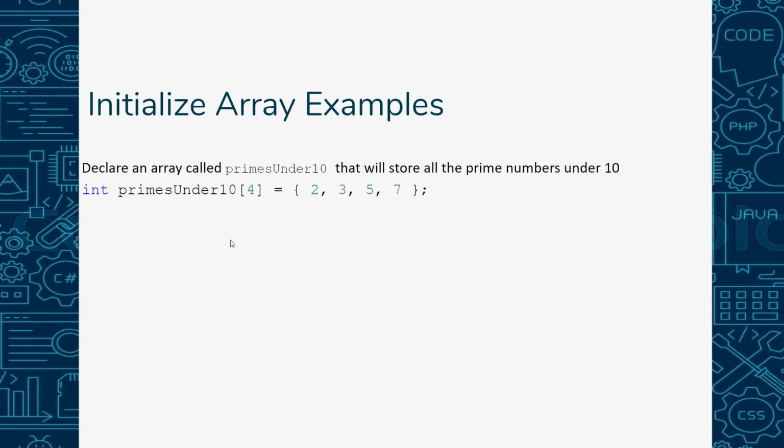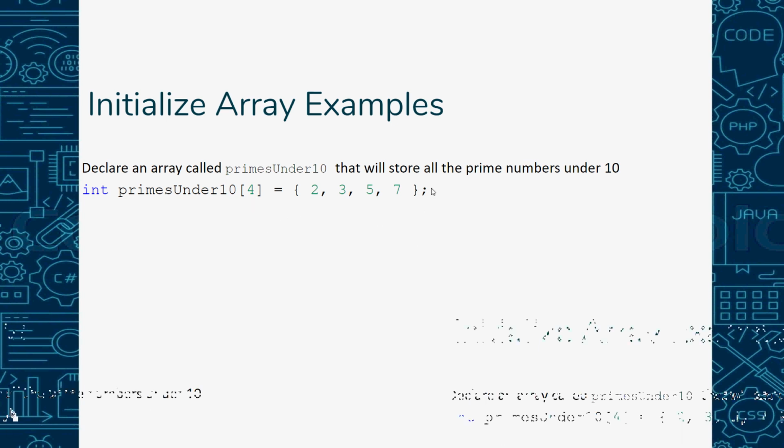Let's show you. Oh, I have more initializer list examples. So here is declaring an array of primes under 10 that will store all the prime numbers under 10. There's using an initializer list. Do have a semicolon at the end.